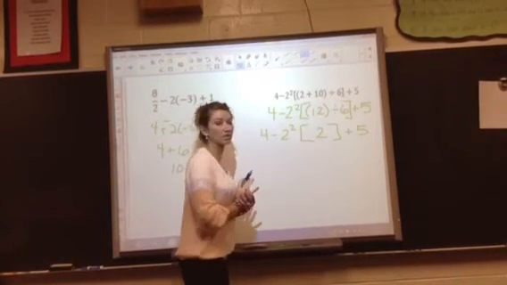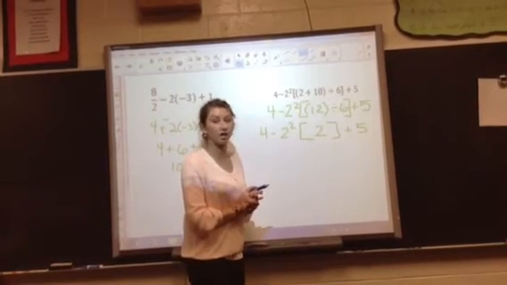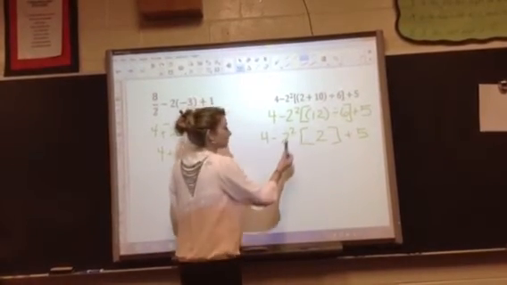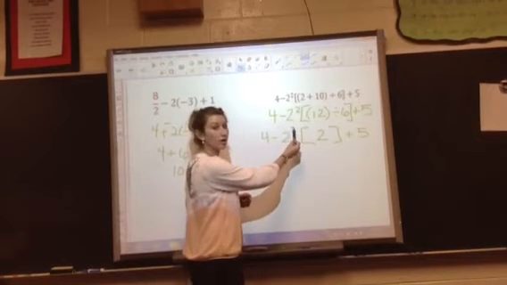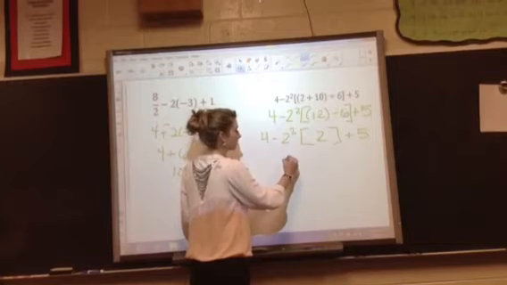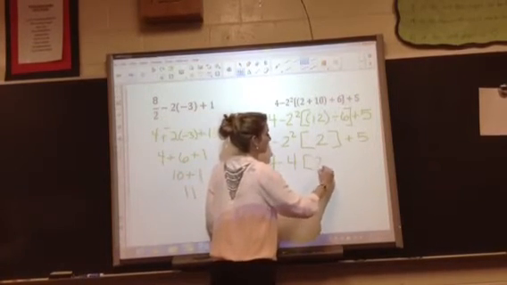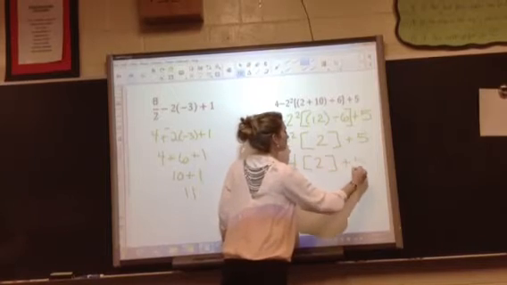The next step that we see is exponents. Exponents comes next in our pyramid of power. Our exponent that we see is 2 squared. 2 squared is saying 2 times 2. 2 times 2 is 4. And then we follow everything down again, just as we see it.